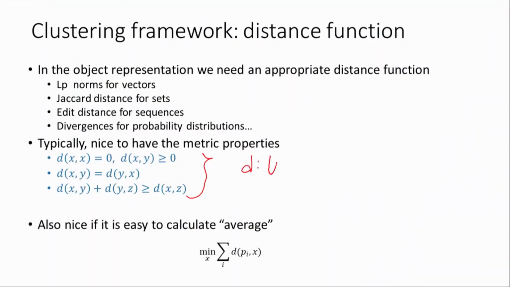Distance of a point to itself. So d is the distance function. Imagine d as something that goes from the set of objects to the set of objects and gives you a real number. Basically, it tells you: give me two objects, and I'll tell you the distance between them. Think of it as a black box, okay?